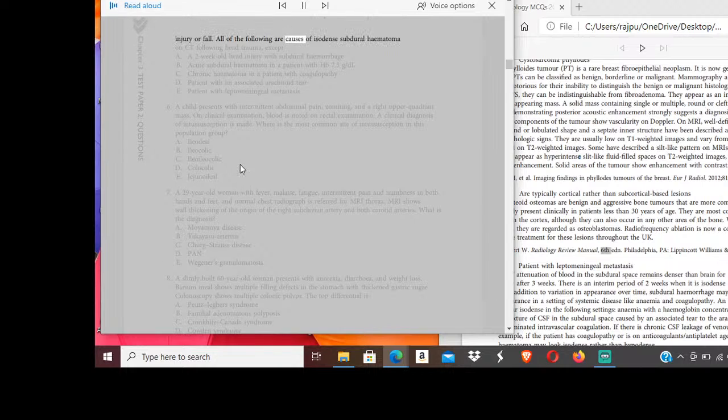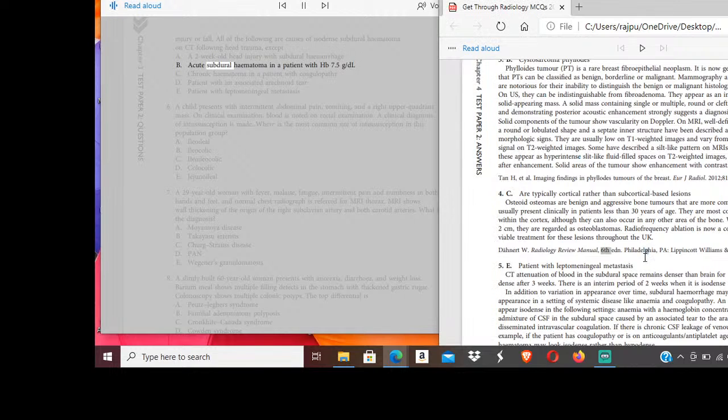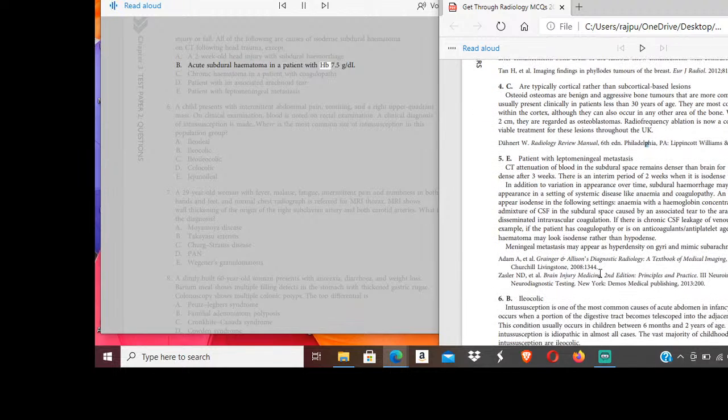All of the following are causes of isodense subdural hematoma on CT following head trauma, except: A. A 2-week-old head injury with subdural hemorrhage. B. Acute subdural hematoma in a patient with Hb 7.5 g/dL. C. Chronic hematoma in a patient with coagulopathy. D. Patient with an associated arachnoid tear. E. Patient with leptomeningeal metastasis.